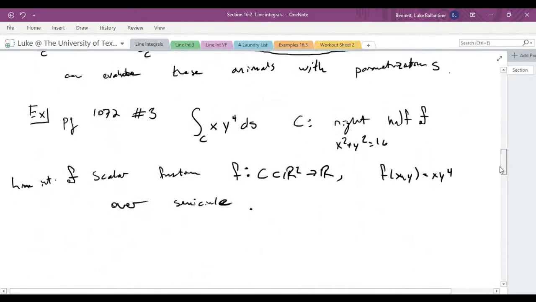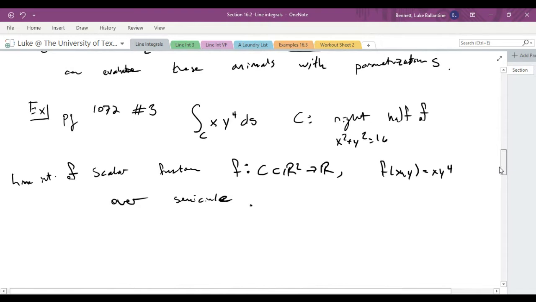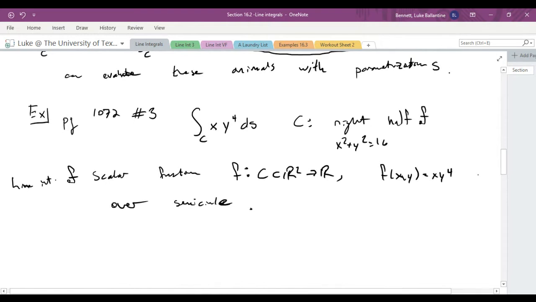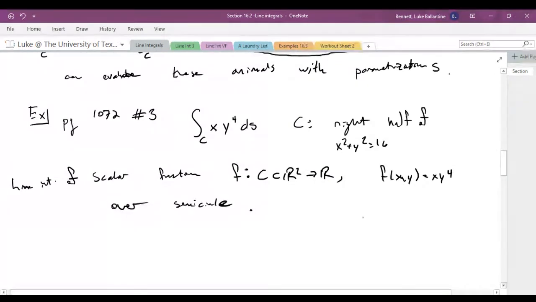So now we can evaluate these with proper parameterizations. So we have an example, page 1072, number 3. We have the integral over C of this function ds, where C is the right half of a circle with radius 4. So let's go ahead. This is a line integral of a scalar function over a semicircle. Let's go ahead and draw the semicircle.